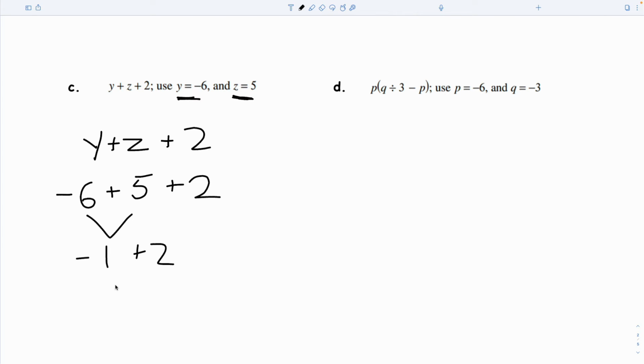What's my answer, Jackson? 1. You got it. -1 plus 2. Go back to good guys, bad guys. The good guys are winning. Last one. This is one of the harder ones that you'll see today unless you get to gold.